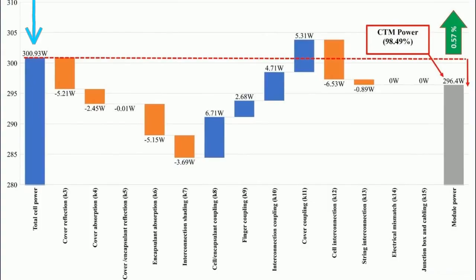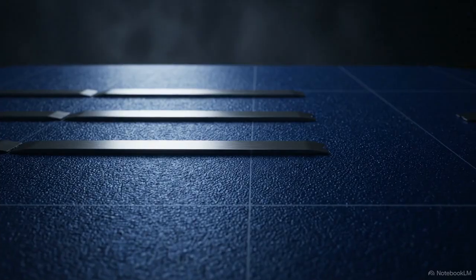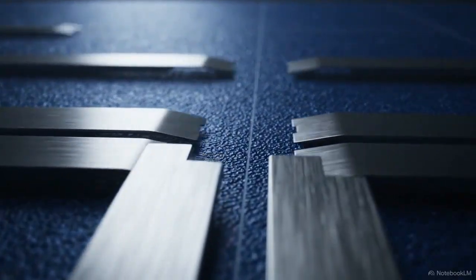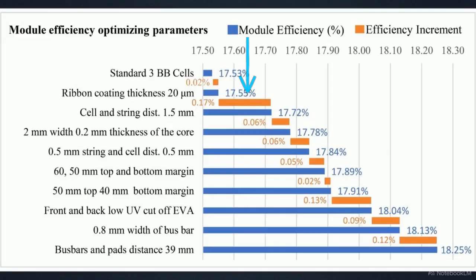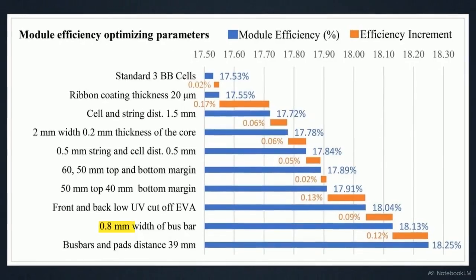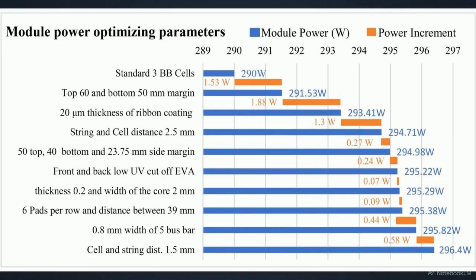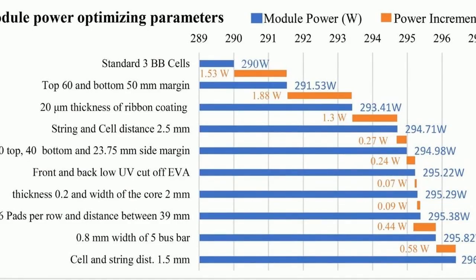Achieving this high baseline retention requires an active optimization engineering process, tightening physical parameters to claw back these deficits. The highest yield adjustment extracted from the simulation involves reducing cell and string distance parameters to reclaim active area. Utilizing a 0.8 mm width for 5 bus bars achieves the optimal balance between electrical series resistance and optical shading. We can also track the material optimization pathway, targeting the K6 encapsulant absorption factor. Selecting low UV cutoff EVA specifically minimizes parasitic absorption in the encapsulant layer, recovering a crucial 0.07 watt gain.